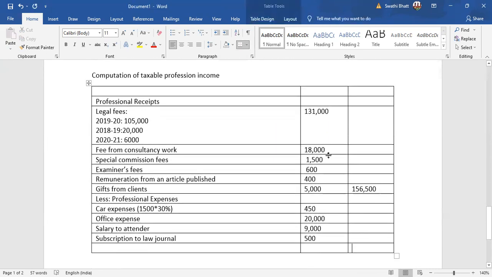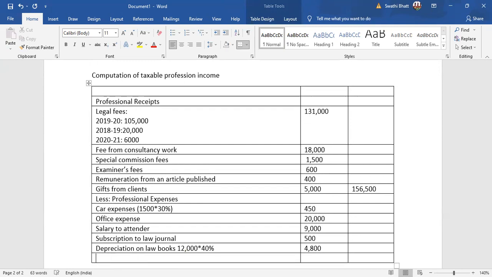So here, the next thing that you're supposed to write is depreciation on law books. The value of the books is 12,000 rupees. The rate of depreciation for books is always 40%. Learn the rate of depreciation. Don't expect them to be given always in the examination. So that would be 4,800.